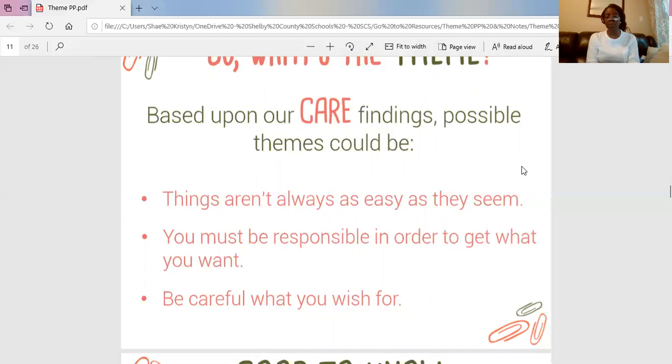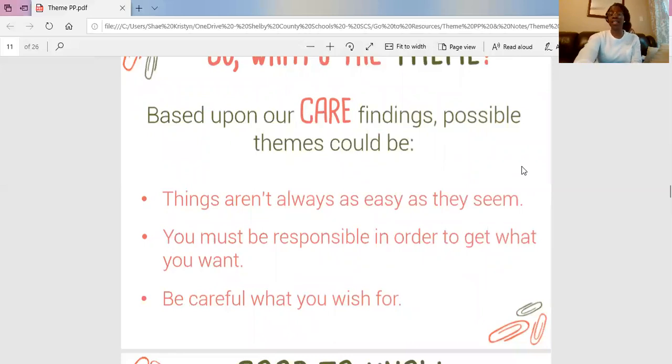You must be responsible in order to get what you want. So responsible, think about the things that Kara had to do to take care of the dog. She had to feed the dog, she had to take the dog to the vet, she had to train the dog, and she really wanted it, but she still was required to be responsible. It was a job. Just because you want something doesn't mean that it's going to be easy, and that's a lesson that we can learn both in life and also in the story with Kara.